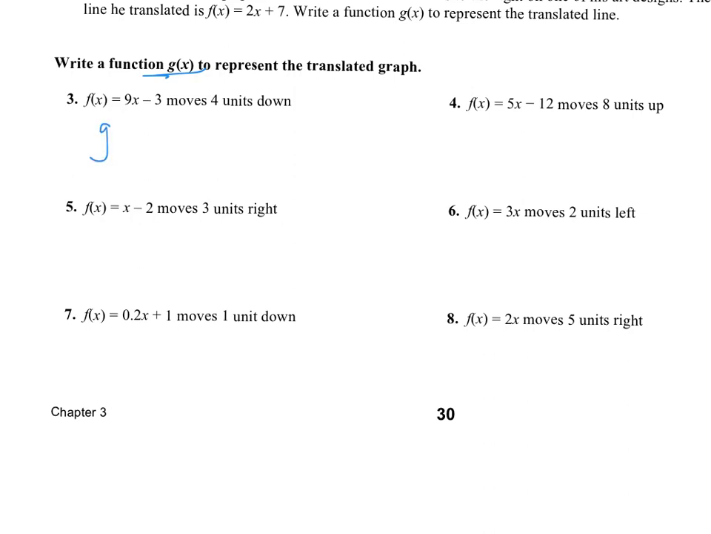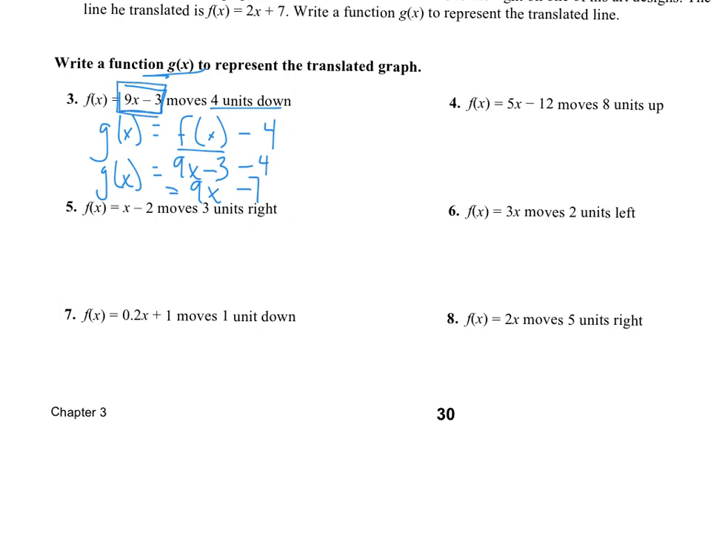On number 3, we know g of x is going to be equal to our function f of x. And then here's what we're translating. We're translating it down 4 units. So we would see that as a minus 4. Now we can substitute back in to simplify this a little bit. So g of x is now going to equal f of x, which is 9x minus 3, and we can further simplify this down to 9x minus 7. So that's what our new function g of x would be if we translated this function 9x minus 3 down 4 units.